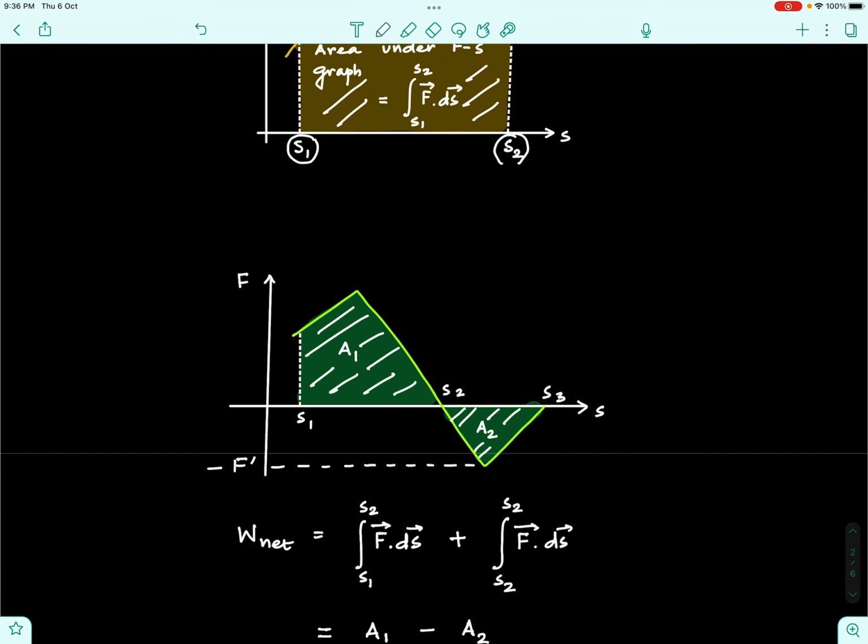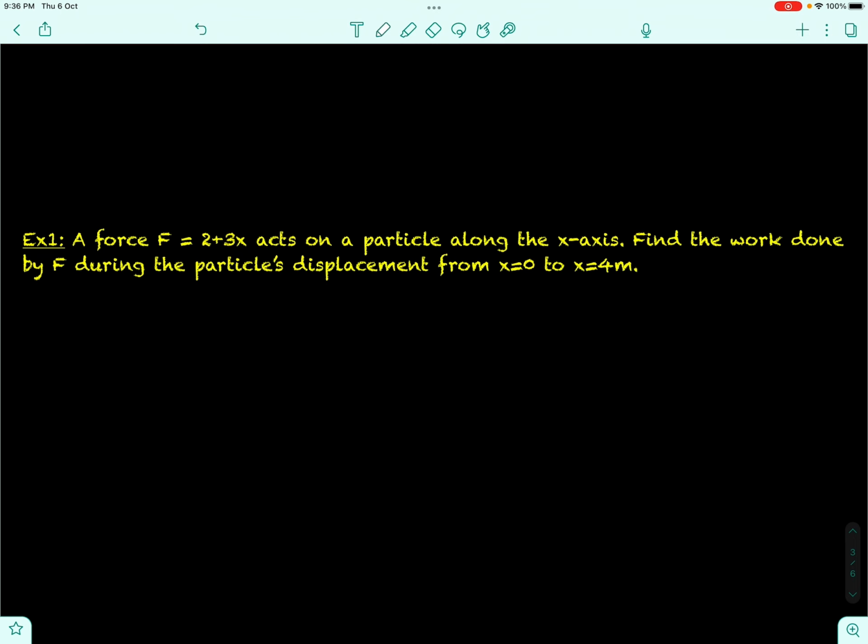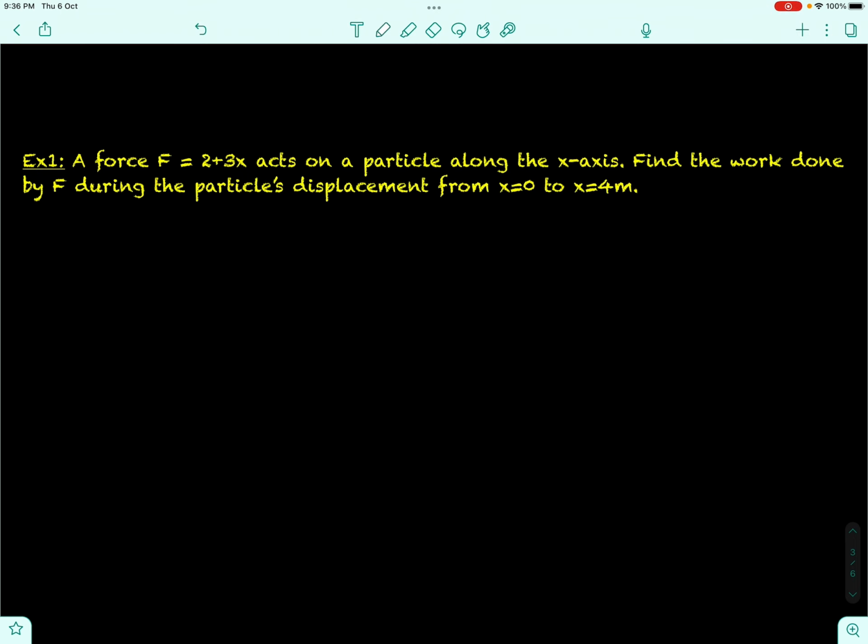And then when you try to find out the total work done by this force from, let us say, the initial position S1 to the final position S3, we can break it into two parts. We can write the work done from S1 to S2 first, and then from S2 to S3, which gives us two areas A1 and A2. Mind you that the net work done in this case will be the difference of the two areas, because the area A2 has to be considered negative. The work done corresponding to this area will be negative. Okay. Let us now look at a few examples corresponding to this.